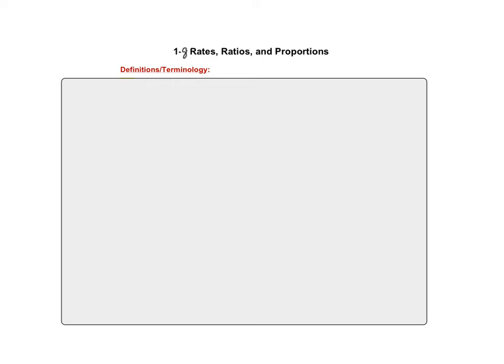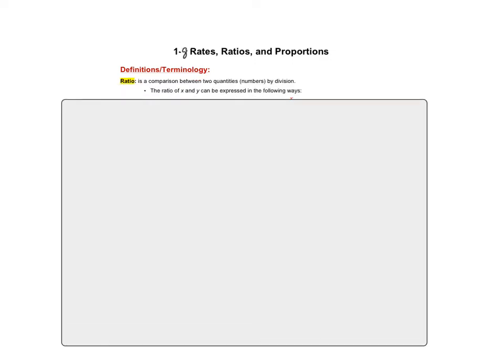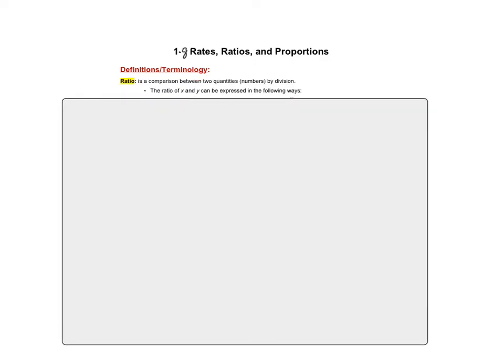So on the concept of rates, ratios, and proportions, just as a quick reminder, this is something that we have talked about in pre-algebra in years past as well as in the previous math classes. A ratio is a comparison between two quantities using division.